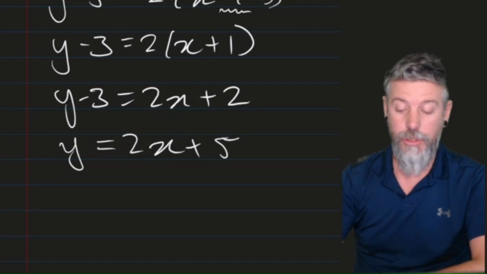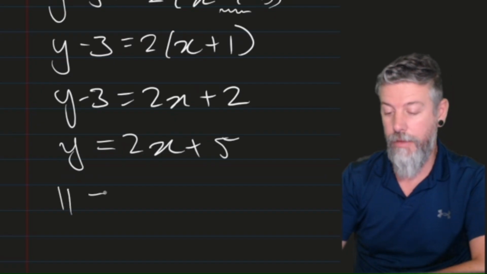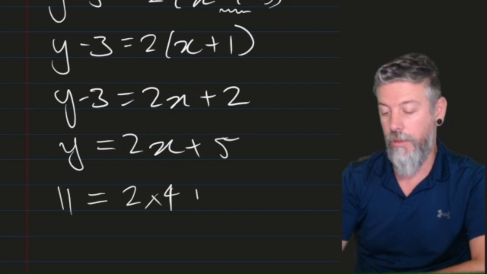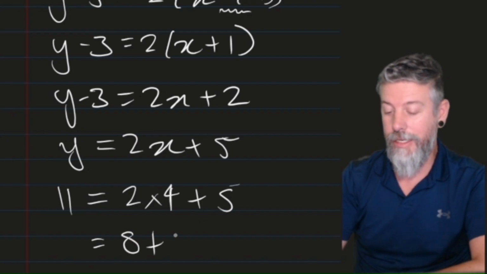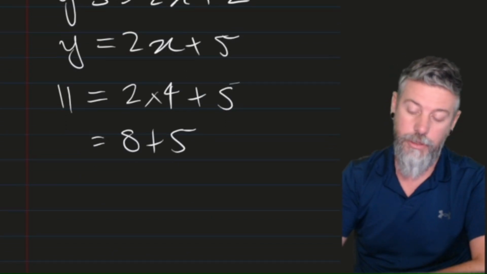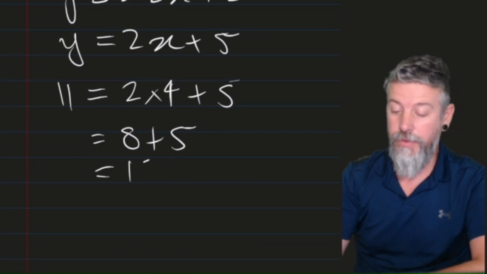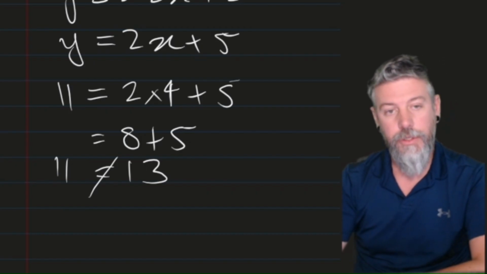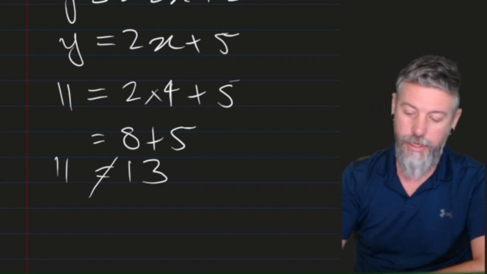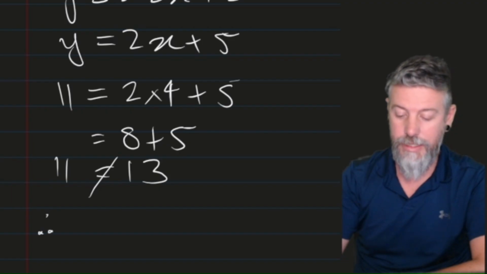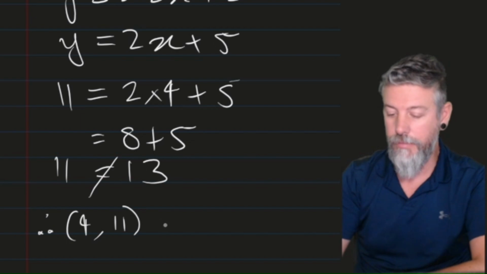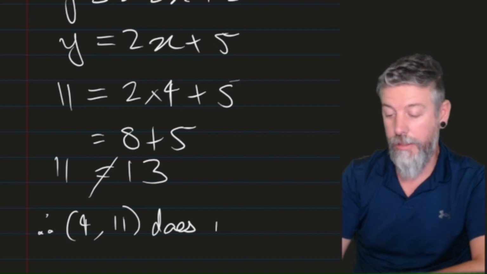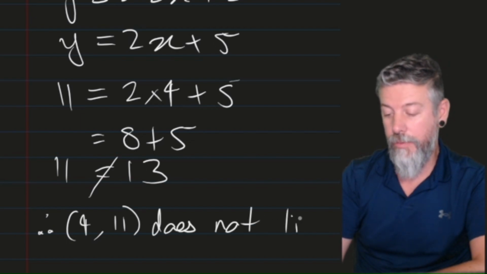So we go and substitute the values of 4 and 11 in. 11 equals 2 times 4 plus 5. On the right-hand side here, we're going to get 8 plus 5, and then we're going to get 13, and 13 definitely does not equal 11, so therefore the point does not lie on the line. And you can go ahead and state that, therefore (4, 11) does not lie on the line. So there we have it.